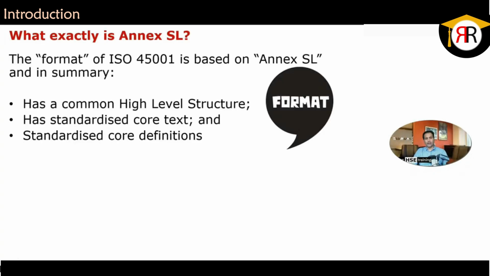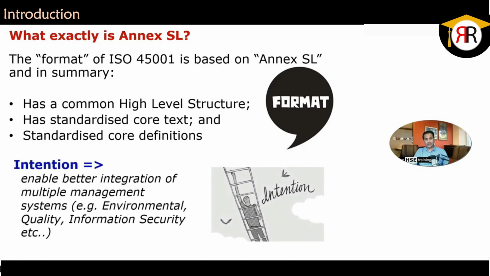Well, the format of ISO 45001 is based upon Annex SL, and in summary, it has to have a common high-level structure. It has to have a standardized core text and standardized core definitions. The intention is to enable better integration of multiple management systems such as environmental, quality and information security.